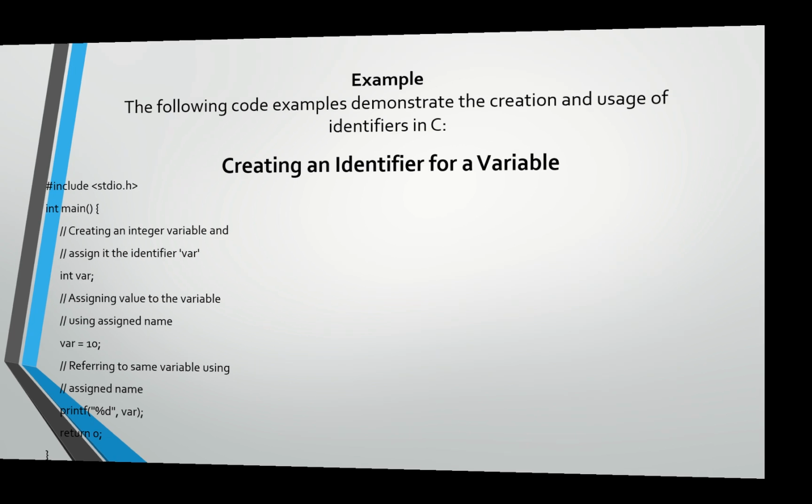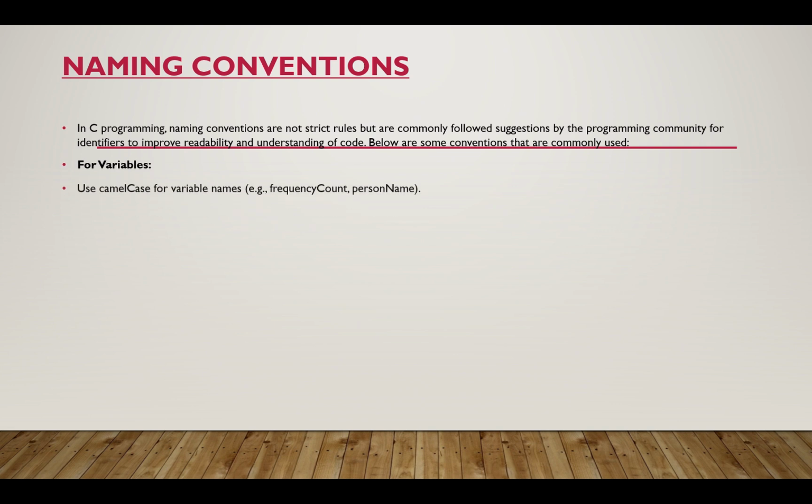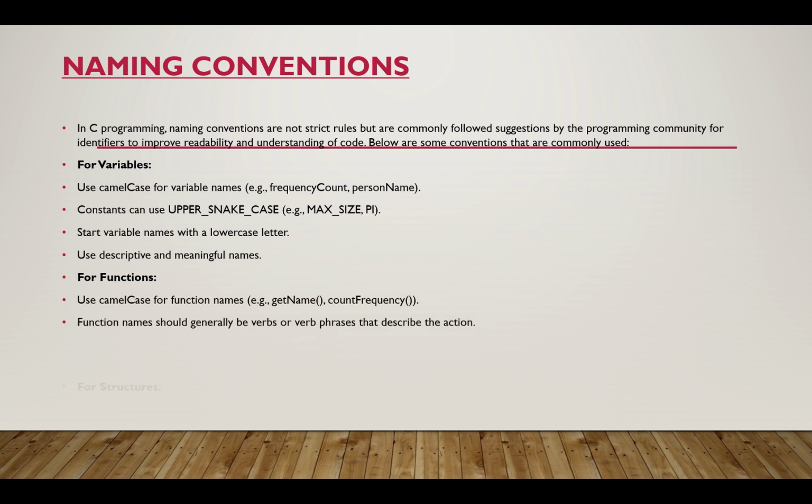as output. Now, next, the naming conventions. In C programming, naming conventions are not strict rules but are commonly followed suggestions by the programming community for identifiers, to improve readability and understanding of code. Below are some conventions that are commonly used for variables.